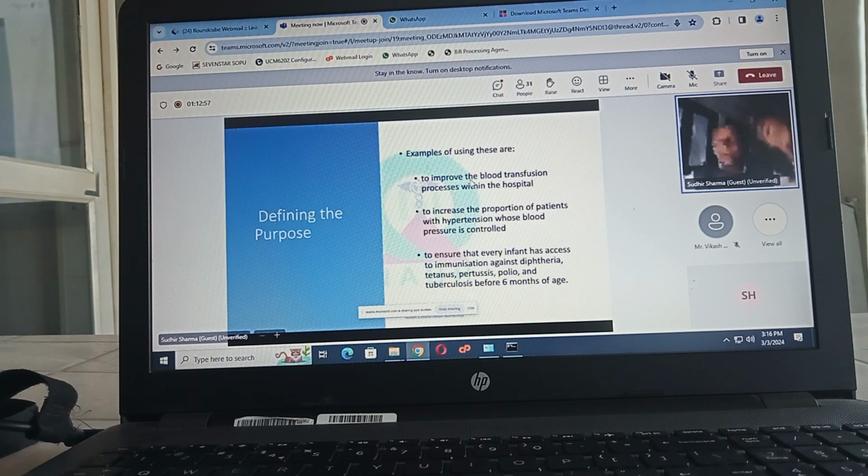Now suppose you are talking about improving mental health. The aim is not tangible, the purpose is not tangible. So what is tangible? That is the objective. The objective.